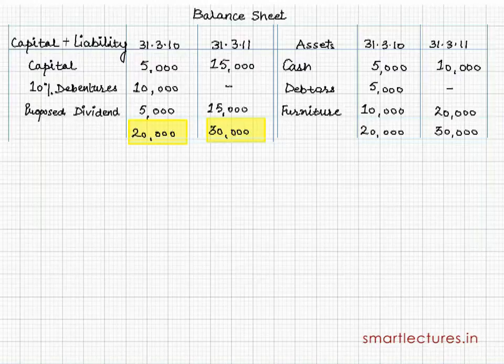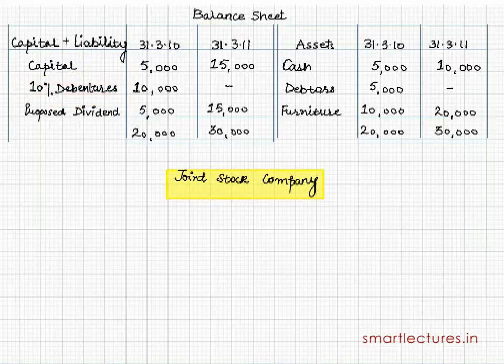sheets. One thing is clear, there are 10% debentures on the liability side. What it means? These balance sheets belong to a joint stock company because no firm can issue debentures. So before I start the question, I should prepare some accounts.